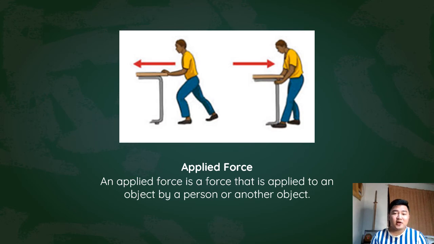Next, you have your applied force. Applied force is, by the term itself, the force that is applied on an object. So it's either a push or a pull, since forces are either push or pull, that is exerted by an object or a person to another object. So those are your examples of contact forces.